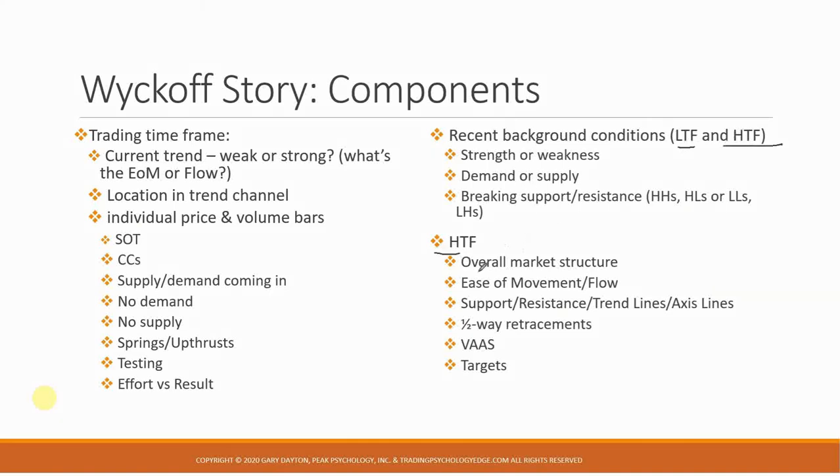And on the higher time frame, that's going to give us the overall market structure. It's going to tell us about what the flow looks like, certainly support and resistance on the horizontal, but also trend lines and supply and demand lines and axis lines. We've got several different ways to look at trend lines and support and resistance. Halfway retracements are important. It's just a small rule of thumb that we use. We don't do Fibonacci with 38 and 63 or whatever those numbers are. I don't even remember them any longer. Just keep it simple with that.